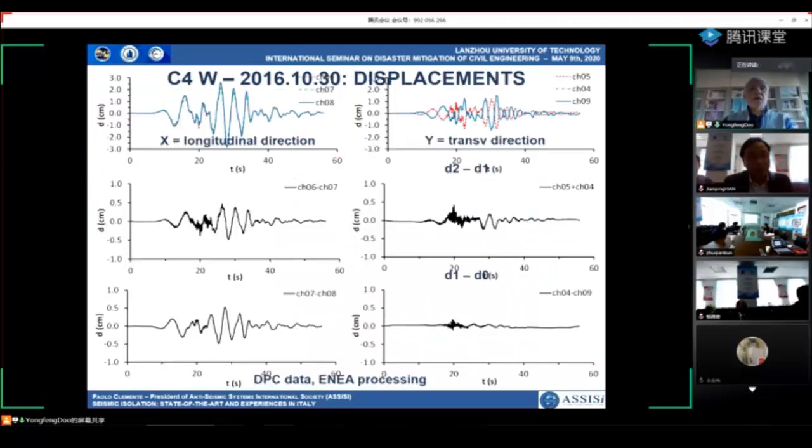And also in the analysis in terms of relative displacement between the first floor just above the isolation system and the foundation below the isolation system, you can see that relative displacements were very low and probably also related to the deformation of the columns and not to the sliding of the devices. Why this behavior?